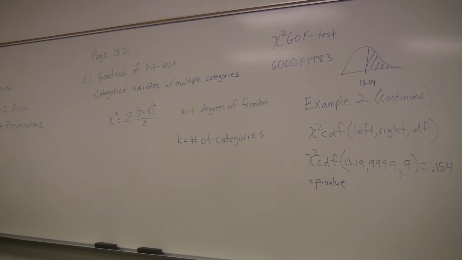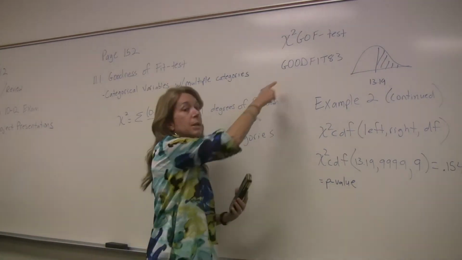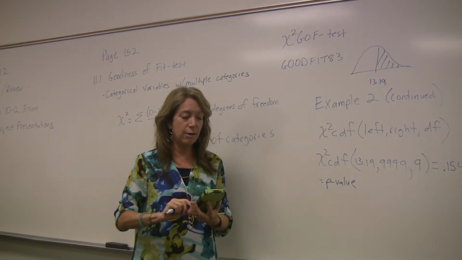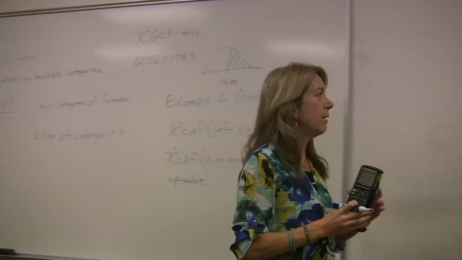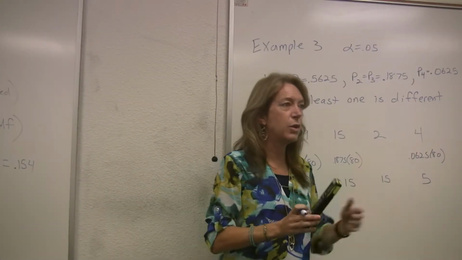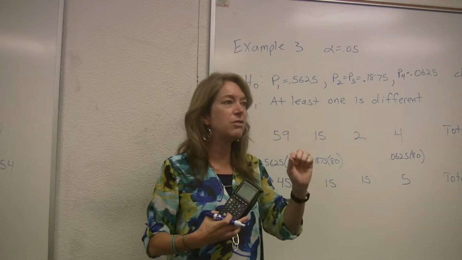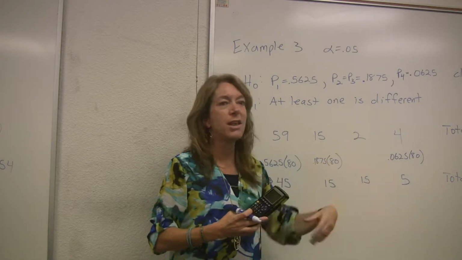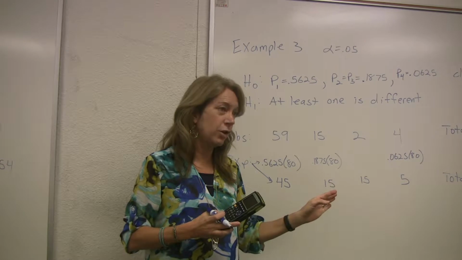It's under program. So this one is under programs. And when you run it, I'm just going to start it here. With GoodFit83, it shouldn't give you an error. The first thing it says is enter the number of outcomes. So in this case, there'd be 4 different outcomes, so you would enter the 4. And then it says observed values, and it gives you question marks. So you would just put in 59, enter, enter, enter. Then it'll say expected, and you type in your expecteds, and then it'll do everything for you.